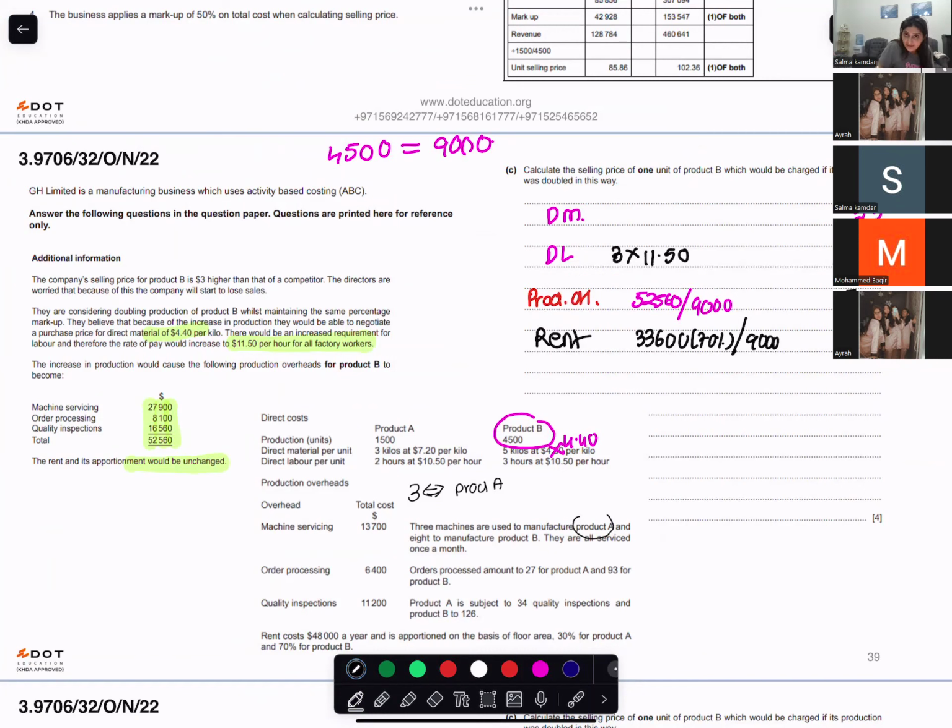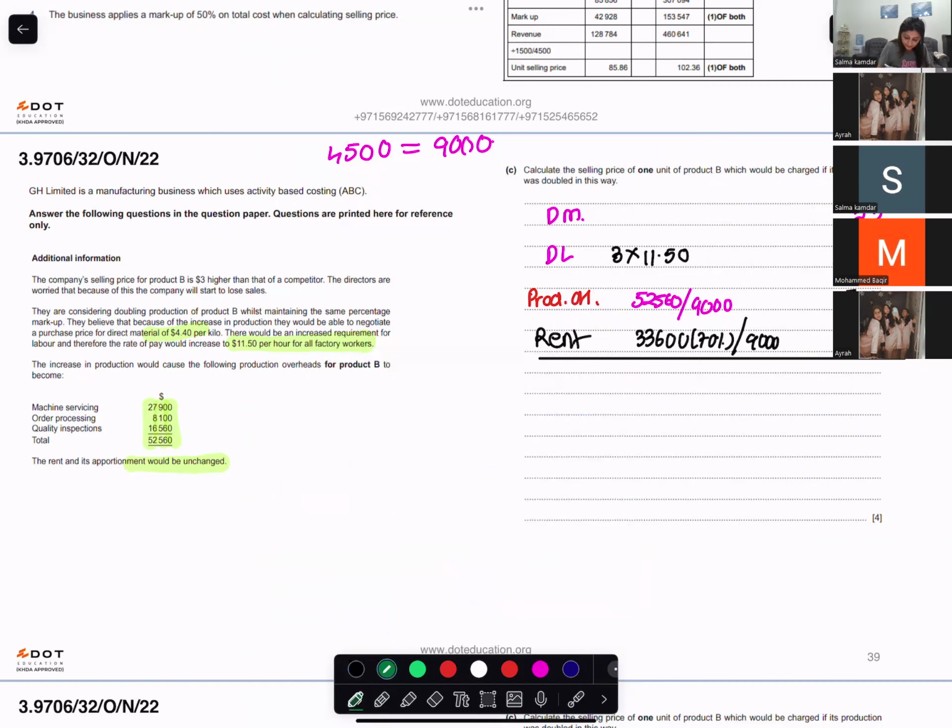So what will our total cost come up to? We've already found 33,600 as the 70%. Total cost I'm calculating, so this is coming up to 66.07. Then you will add what? Markup, how much? 33.035.